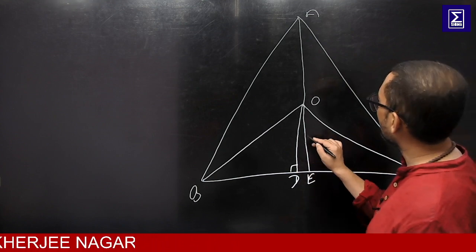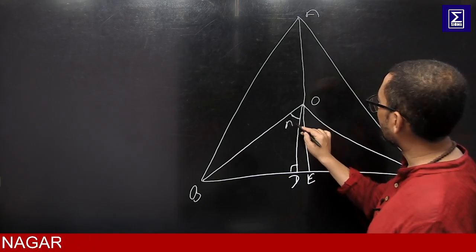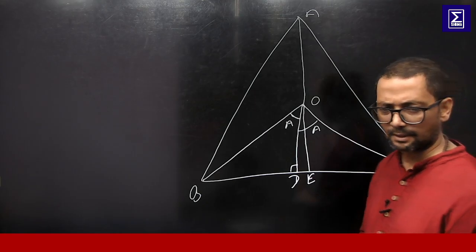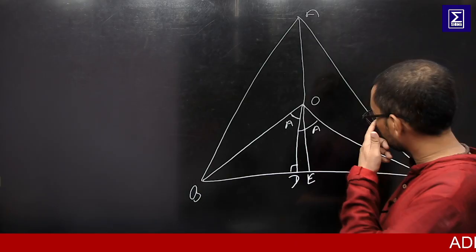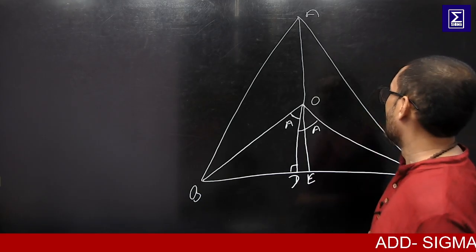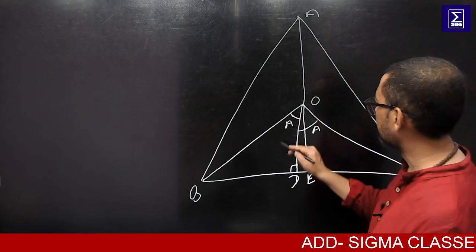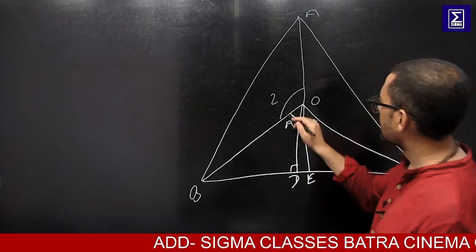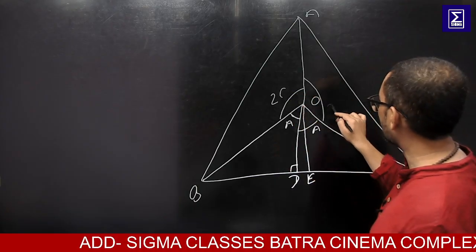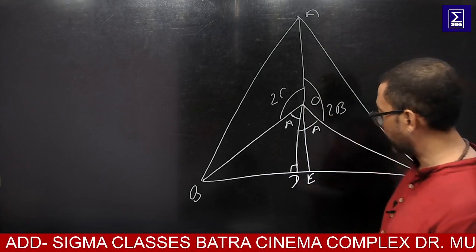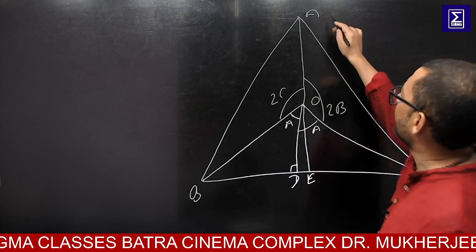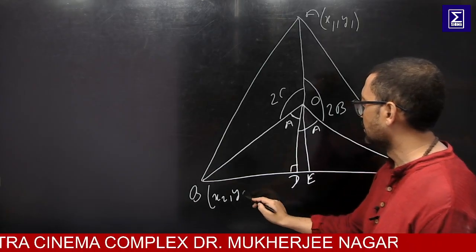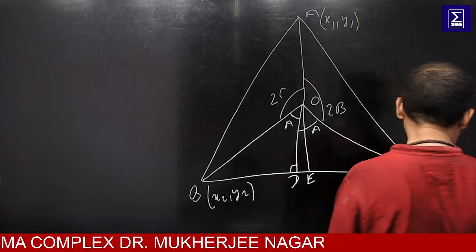Now, as I told you, this angle is A and this angle is also A. Is that clear? What would be this angle? This angle will be 2C. And what would be this angle? This angle will be 2B. You have the coordinates x1, y1, x2, y2 and x3, y3. Clear?